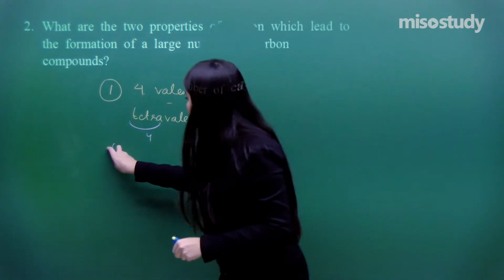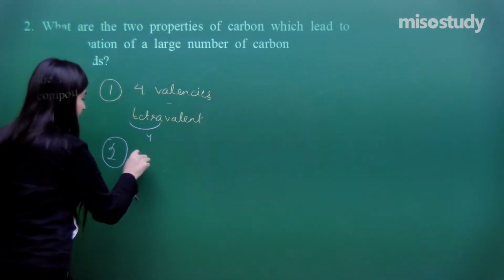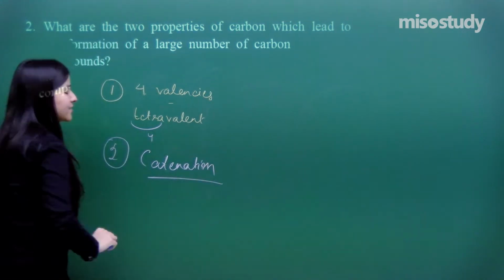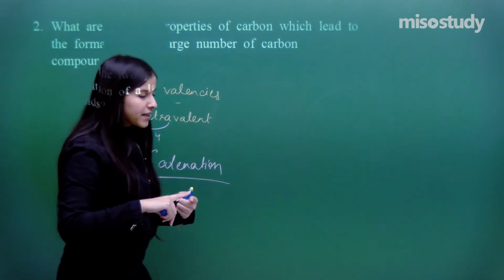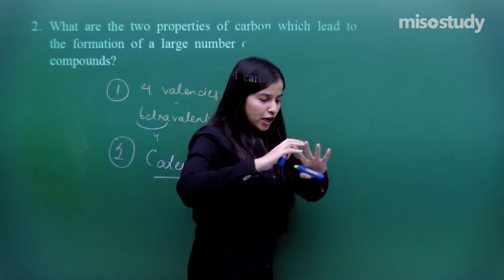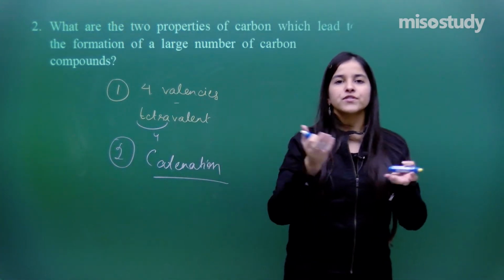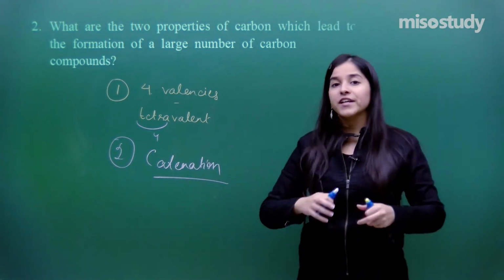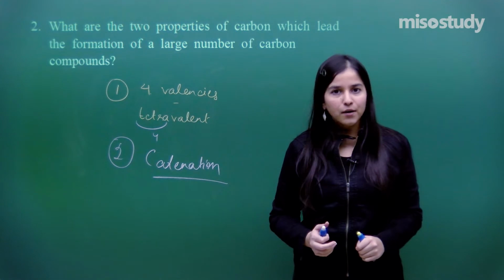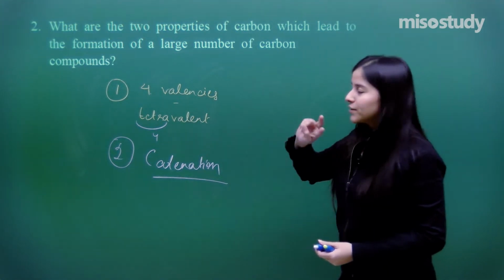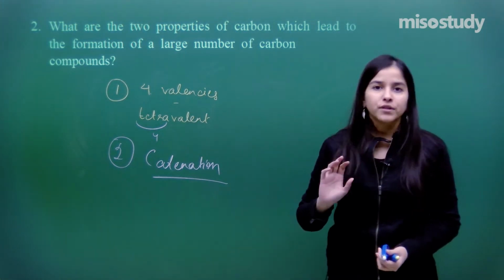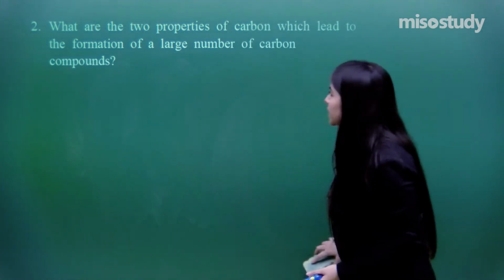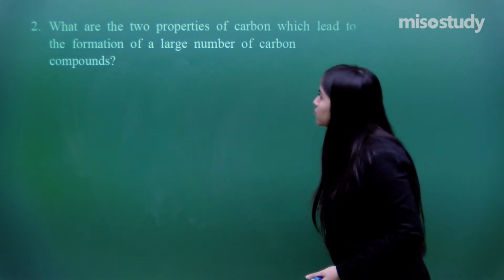And the second thing, the most important as I told you, is the property of catenation. Catenation is the self-linking property. 1 carbon can be linked with another and so on, forming a lot of chains, a lot of branches, a lot of cyclic rings as well. That is why it leads to the formation of very big structures having millions and millions of carbons. So those are the 2 properties. You have to form the answer on your own, fine. So that was question number 2.